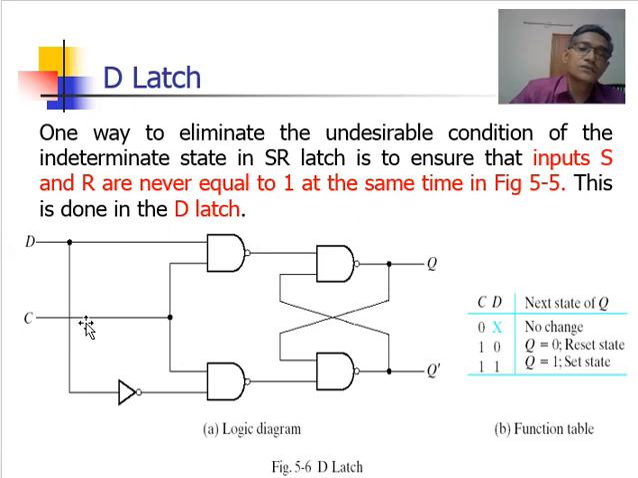When C is equal to 0, there is no effect. Q and Q dash will remain at the same value. When C equals 1 and D equals 0, Q goes to 0 and Q dash is 1. When D is equal to 1, Q is equal to 1.